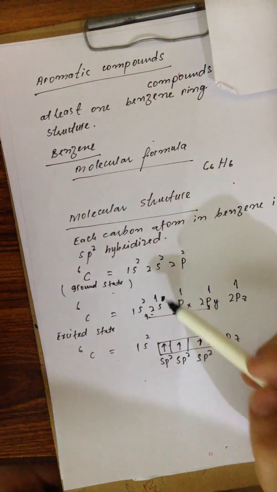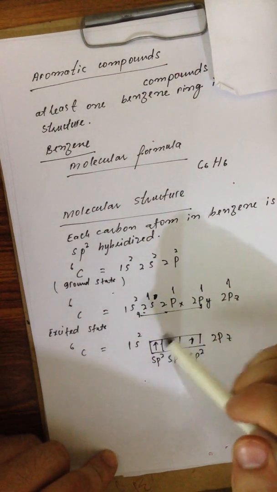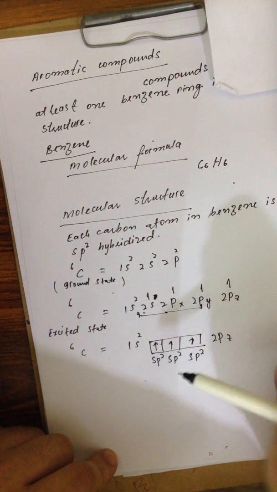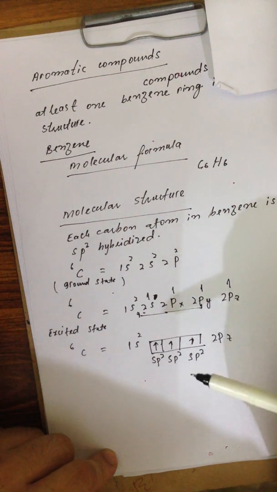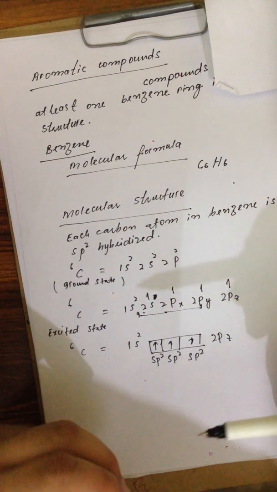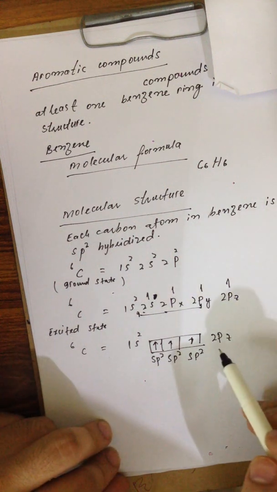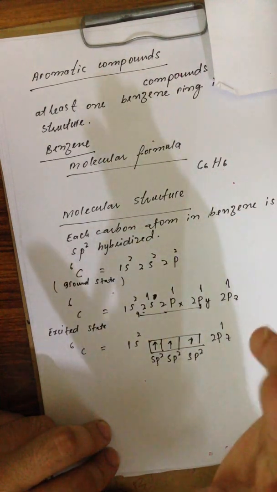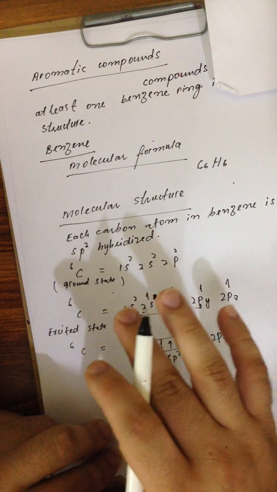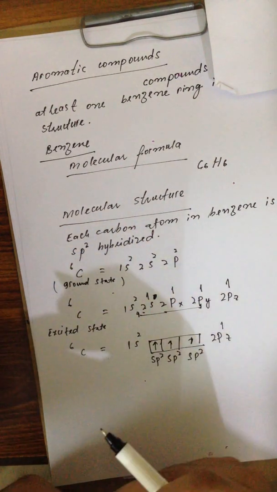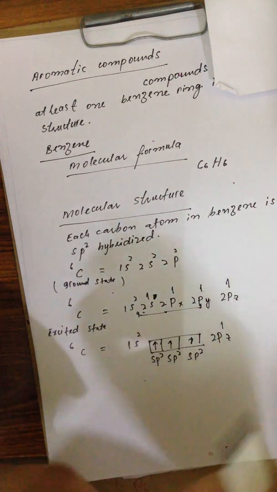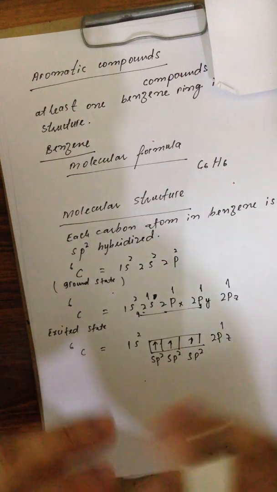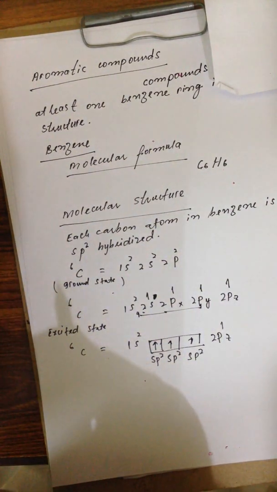So each carbon atom in benzene is Sp2 hybridized. It's going to use these Sp2 hybridized orbitals to make sigma bonds with hydrogen atoms. And this 2pz orbital, which is left unhybridized, will lie parallel to the hybridized orbital, and these unhybridized p orbitals will form the pi bond or the pi electronic cloud of the benzene ring system.